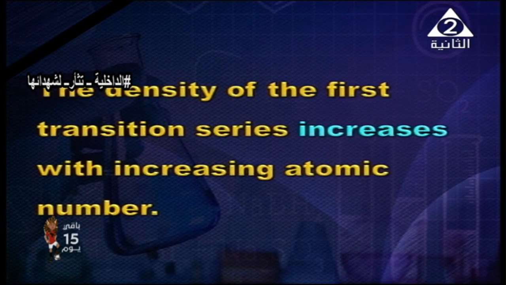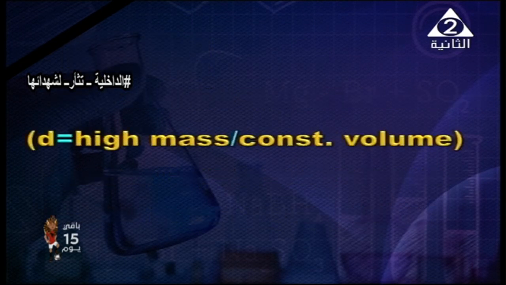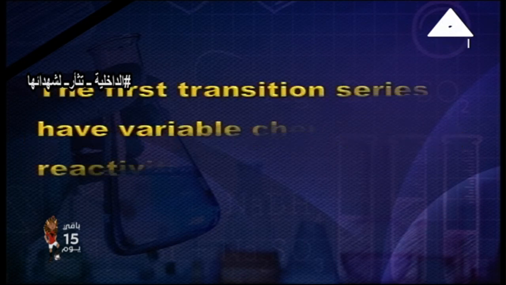Next point. The density of the first transition series increases with increasing atomic number. The reason is that their atomic mass increases while the atomic number increases, and the atomic radius is nearly constant. As density equals high mass over constant volume, density increases.